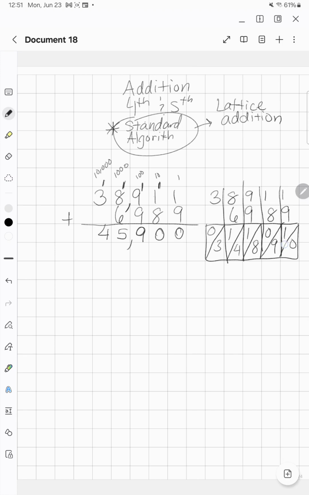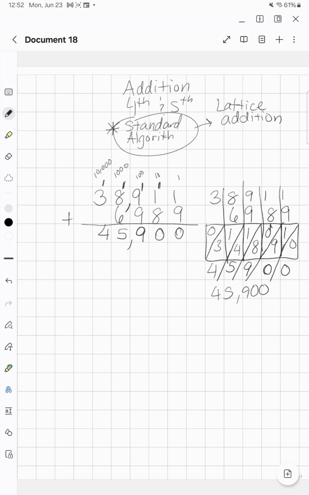Now the last step of any lattice is to extend and add within this row. So here, the 0, I bring it down. 1 plus 9 is 10. And I still carry my 1. 1 plus 0 is 1, plus 8 makes 9. 1 plus 4 is 5. 1 plus 3 is 4, and the 0, you can bring it down, really just leave it there. So the answer is still 45,900.